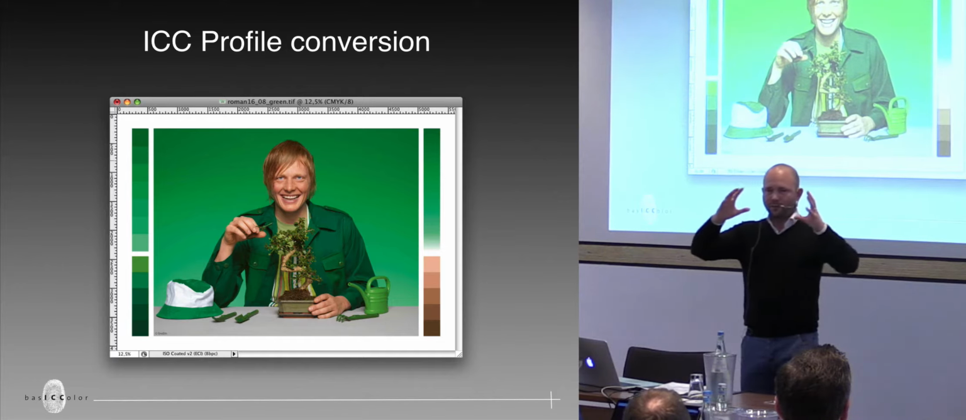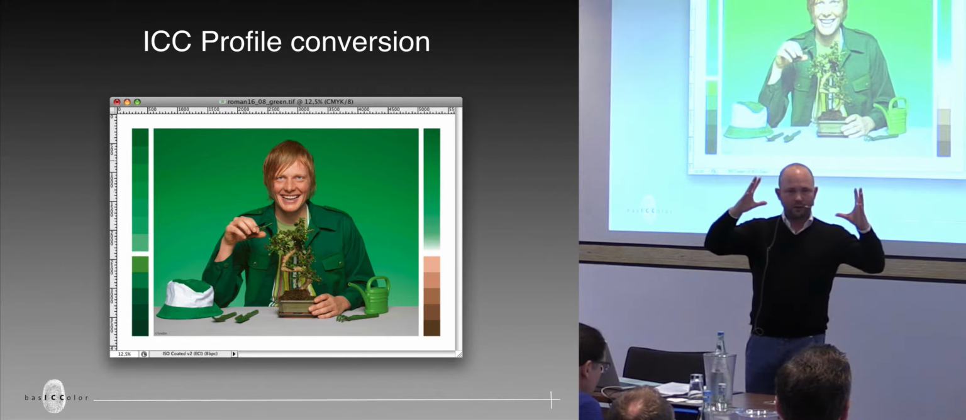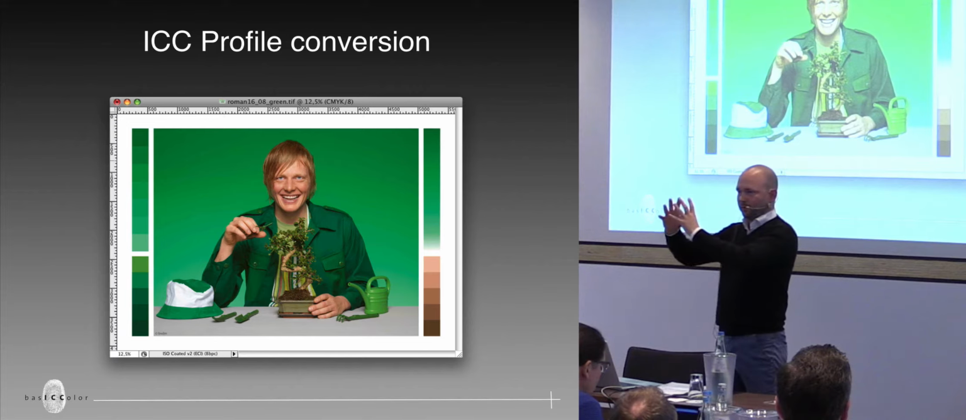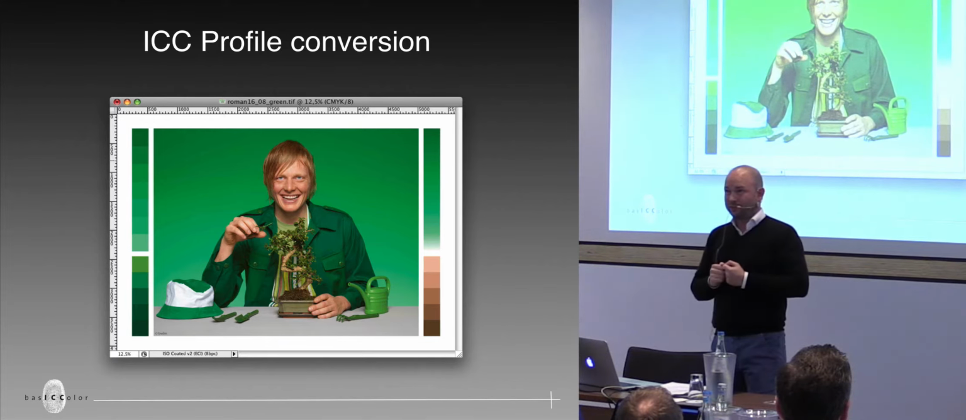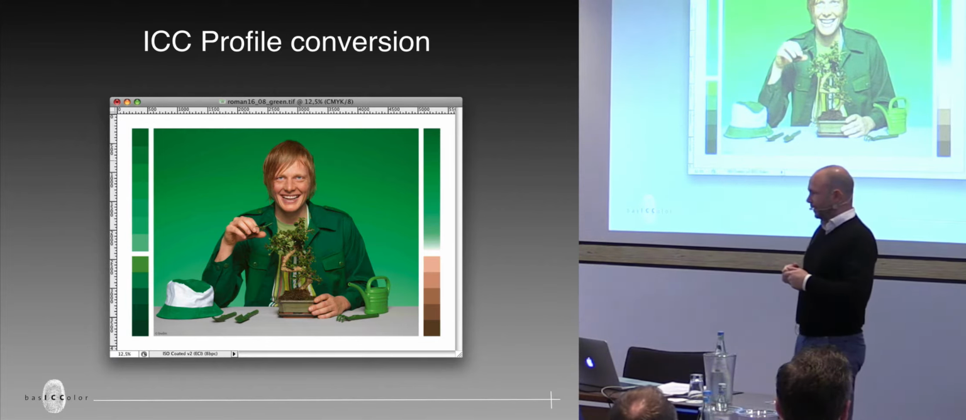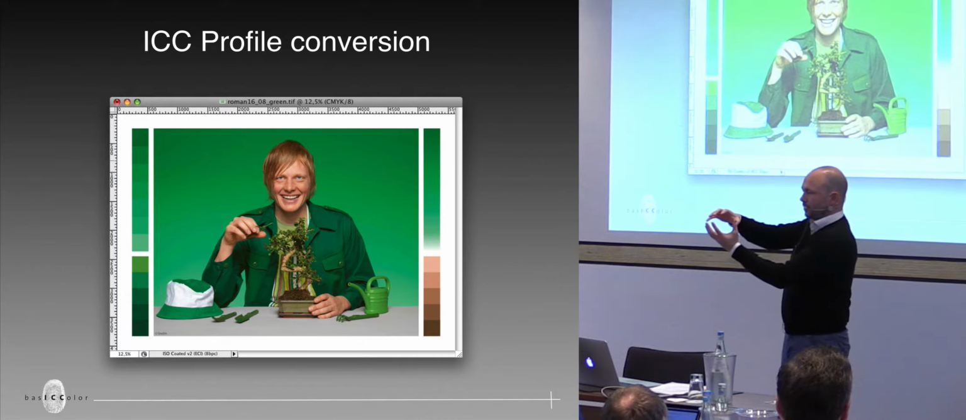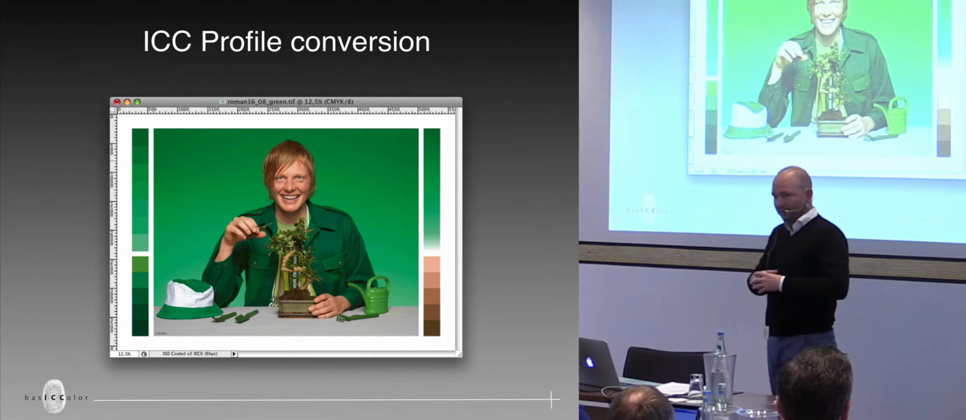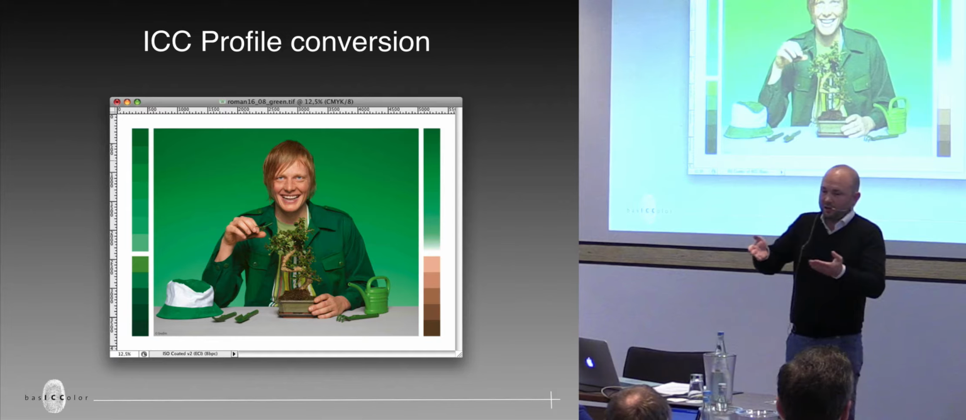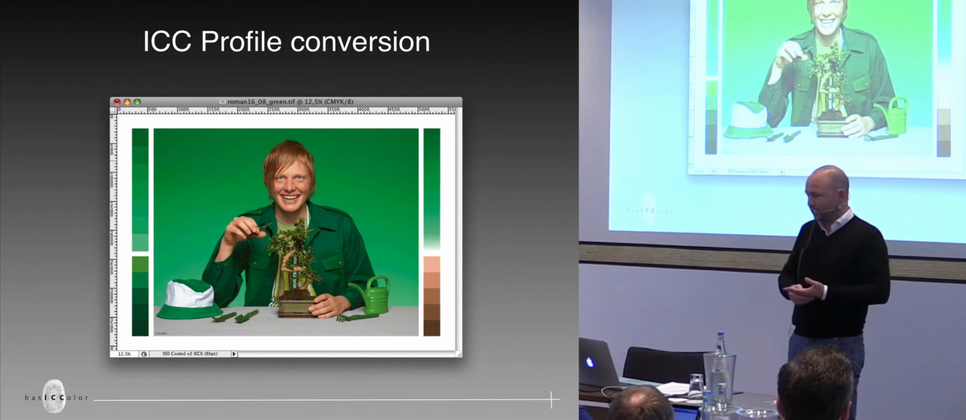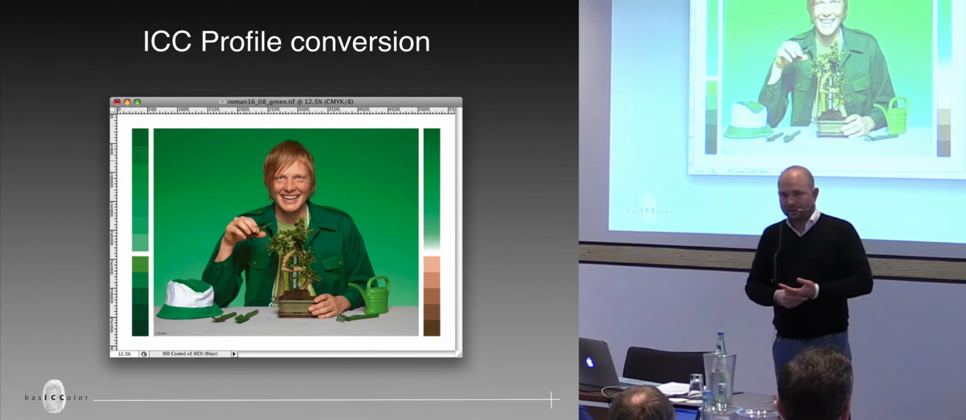So if I go from ISO-coated, a huge color gamut, to newspaper, of course I have to decide which rendering intent I should choose right now. Of course, if I choose colorimetric relative, every color which is out of the gamut of ISO newspaper will be cut. So I have a flat, I have a really bad conversion.